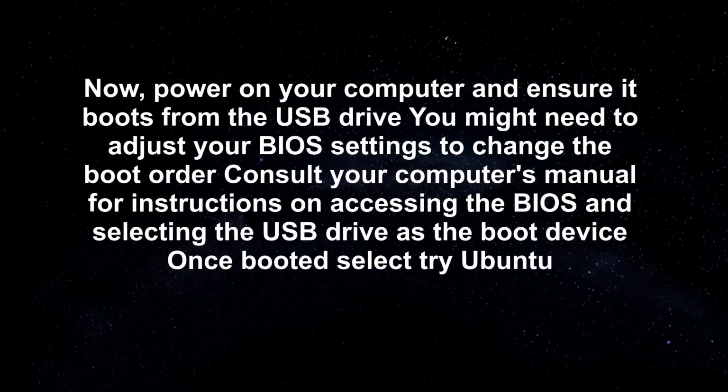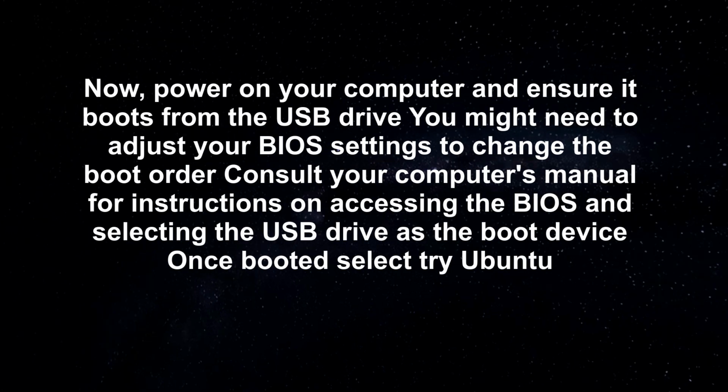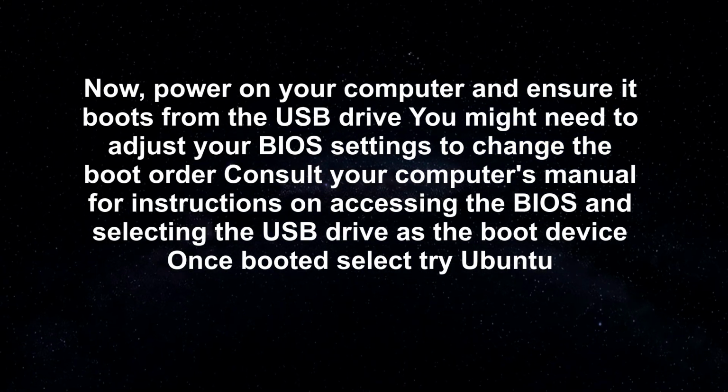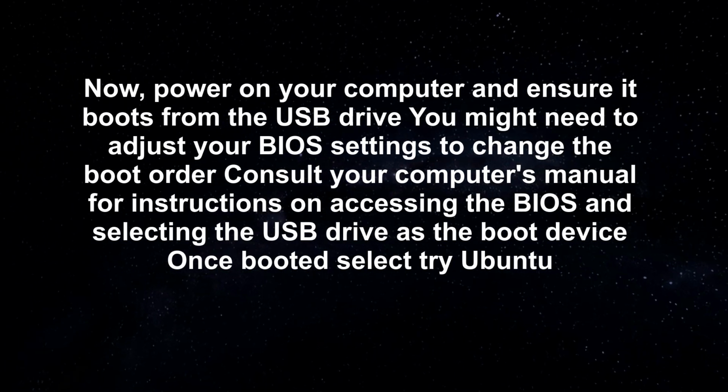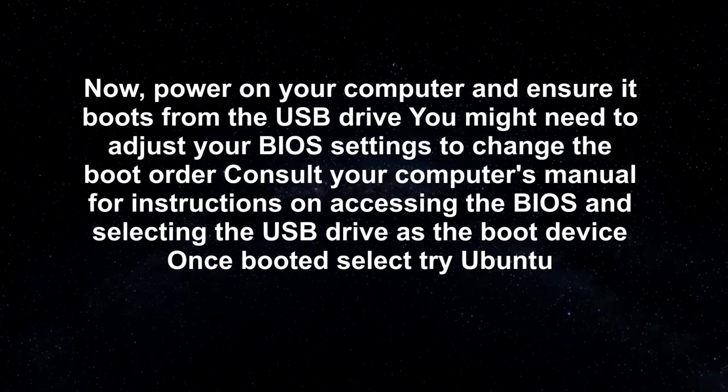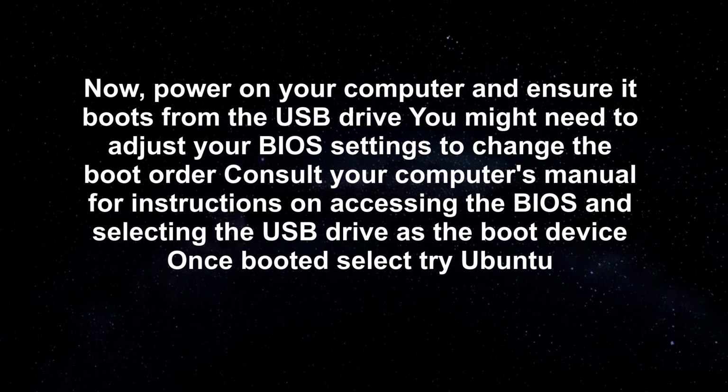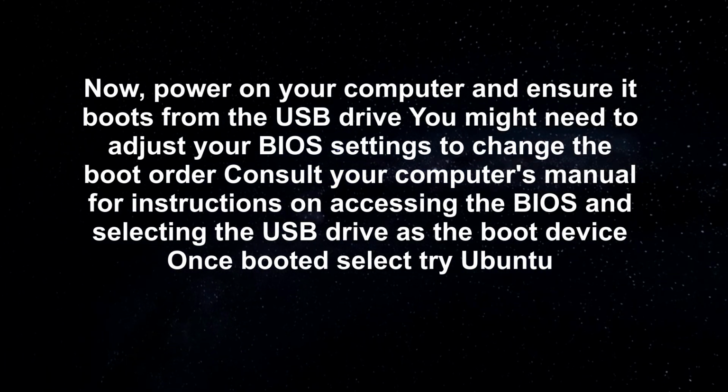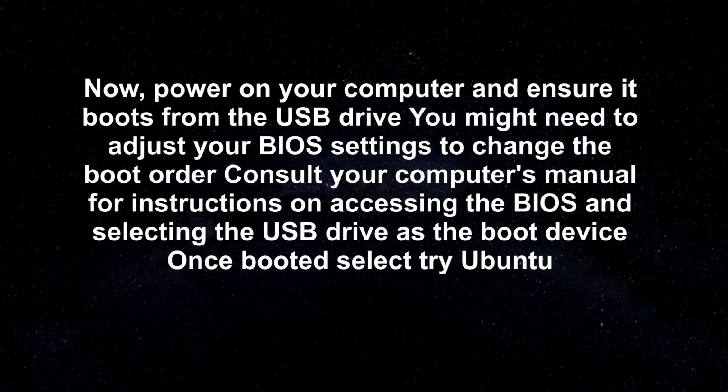Now, power on your computer and ensure it boots from the USB drive. You might need to adjust your BIOS settings. To change the boot order, consult your computer's manual for instructions on accessing the BIOS and selecting the USB drive as the boot device. Once booted, select Try Ubuntu.